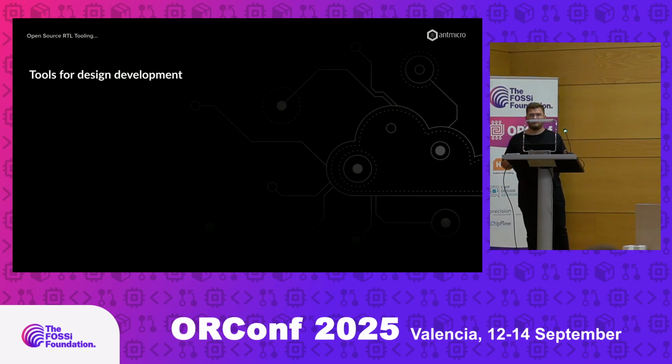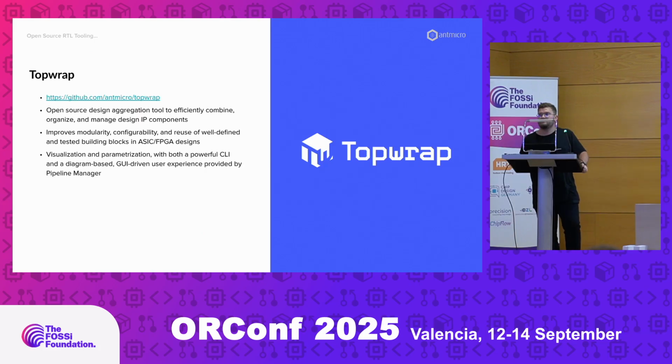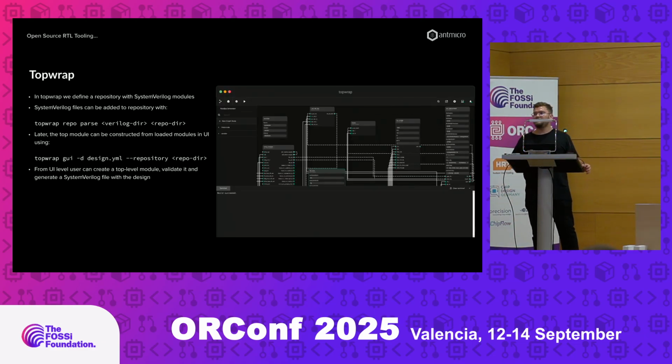Next, let's talk about tools for design development. And here, the first tool I'd like to cover is TopWrap. Now, TopWrap is an open source design aggregation tool that allows you to efficiently combine, organize, and manage design IP components. It promotes a modular configurable approach where you subdivide your design into building blocks that you can later use to form a top-level module.